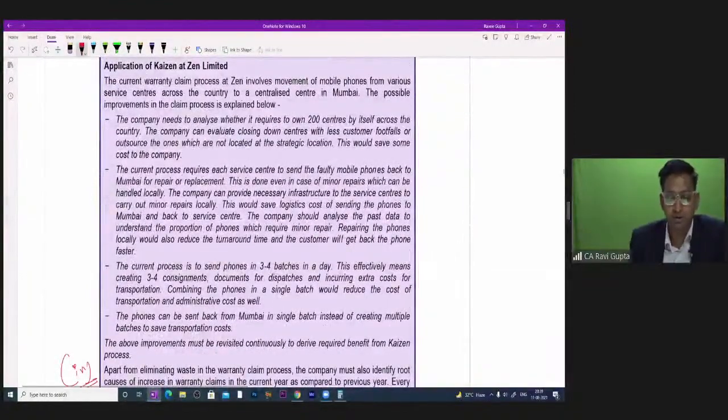Directly come to this point. This is really what is required. The current warranty claim process at Zen involves movement of the mobile from the various service centers across the country to a centralized center in Mumbai. The possible improvement in the claim process is explained below.